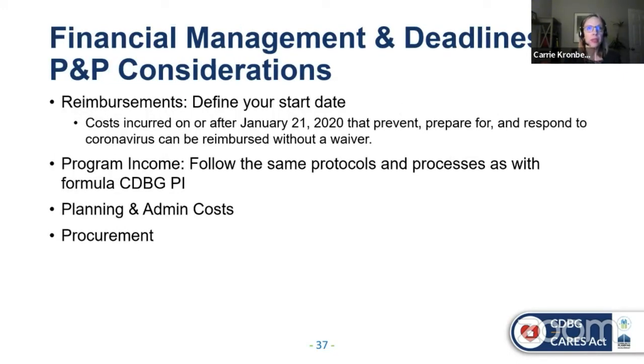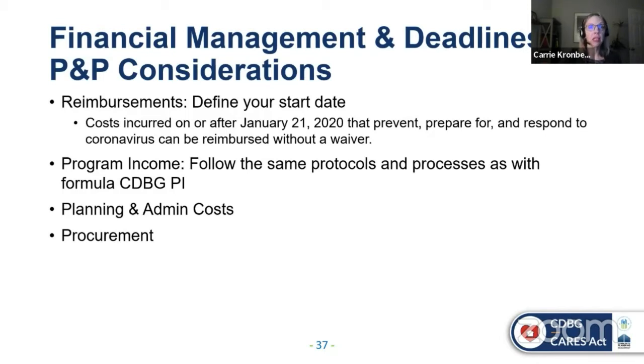Okay, financial management and deadlines, considerations for your policies and procedures. So just a few more details on the impacts to these procedures. Most of you are probably well beyond this point, but we'll quickly mention that the start date, or the first date that CDBG-CV funds could reimburse a cost, was January 21st, 2020. So if that cost was preparing for and responding to coronavirus, it could be reimbursed. You should establish as part of your financial management what your start date is.